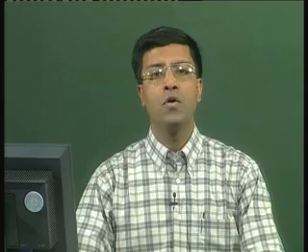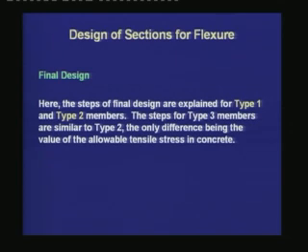Hence, for simplicity, we are using the properties of the cross section. But in a special situation, if we feel that the properties of the cross section may not lead to accurate solutions, then we may use the net or the transformed section properties. In the final design, the steps are explained for type 1 and type 2 members. The steps for type 3 members are similar to type 2 members, the only difference being the value of the allowable tensile stress in concrete.